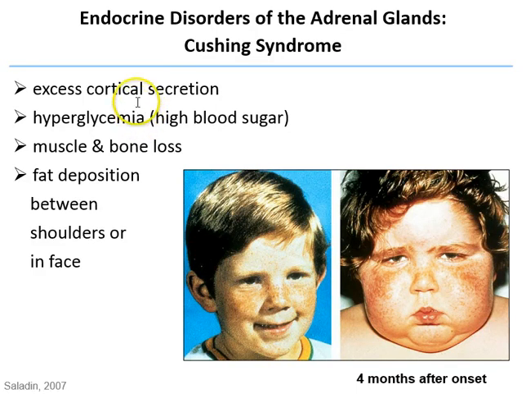So the overproduction of cortisol in this case is leading to high blood sugar, loss of muscle and bone, but in particular what's very obvious is the deposition of fat. And here we have a poor individual who is suffering Cushing syndrome because they're producing too much cortisol and they're depositing a lot more fat on their bodies.